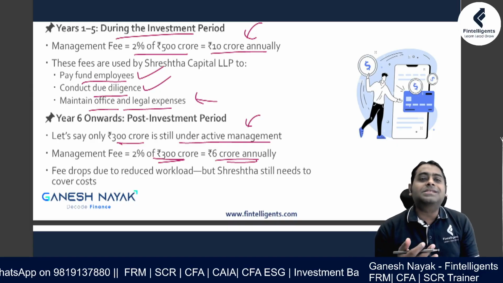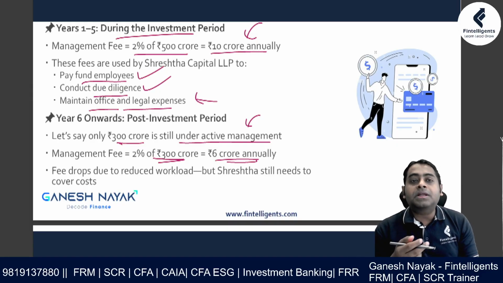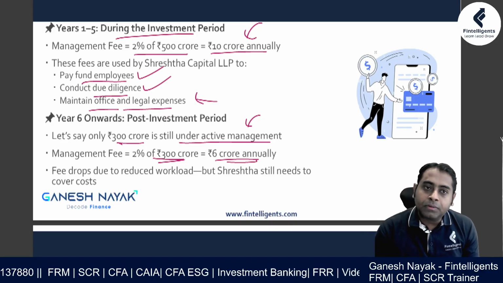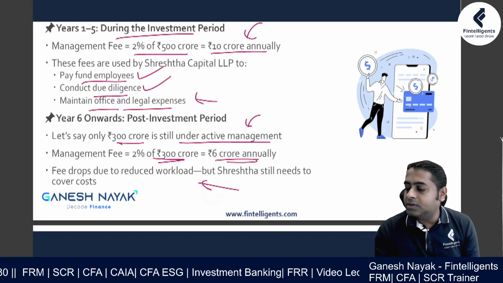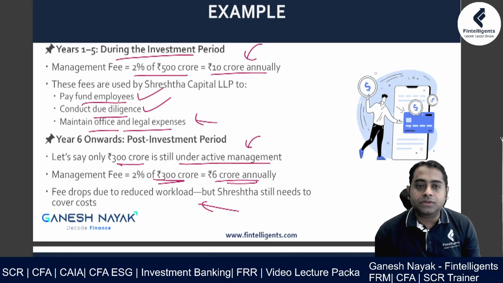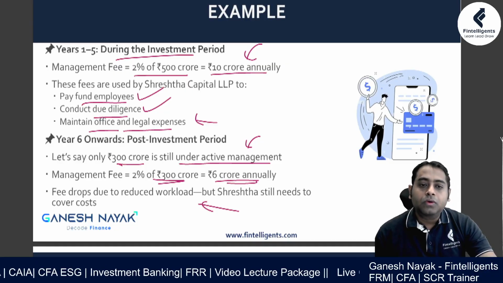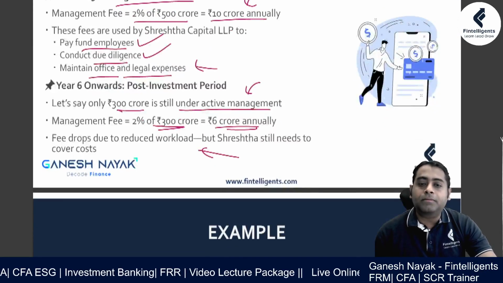But what are the basic costs that you still have to pay? Salaries are paid, the rent is paid, but the due diligence cost will be very low now because already 200 crore is deployed, right? So from that perspective, the fees are going to get reduced. So this is an example to highlight, but what can be the problem over here?